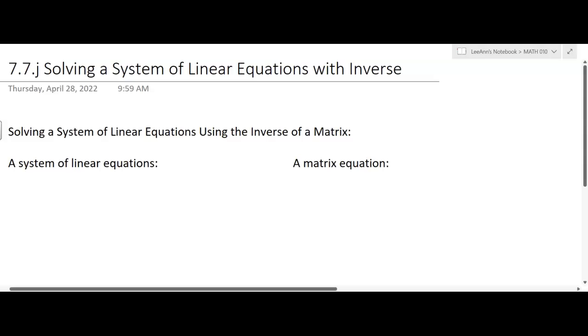Okay, so we want to be able to use our new information with inverses to be able to solve a system of equations. To do that, we have to be able to write what's called a matrix equation. And so we're going to show you how that works. Now, we've worked with systems of linear equations, so I'm going to write one.